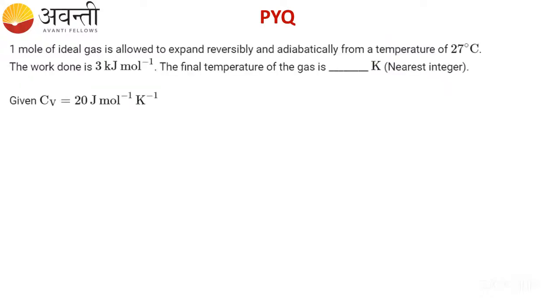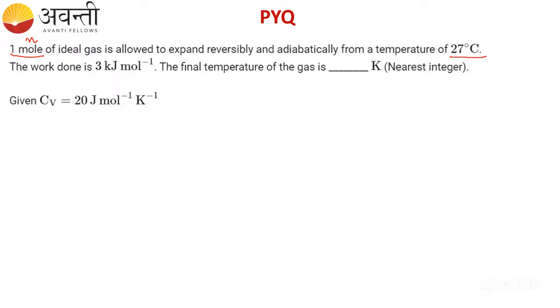1 mole of an ideal gas is allowed to expand reversibly and adiabatically from a temperature of 27 degrees Celsius. The work done is in kilojoule per mole. The final temperature of the gas, how to find out? CV value is given. So what is given in the question? We have the number of moles as 1, and it is a reversible adiabatic process, and the temperature is given as 27 degrees Celsius.